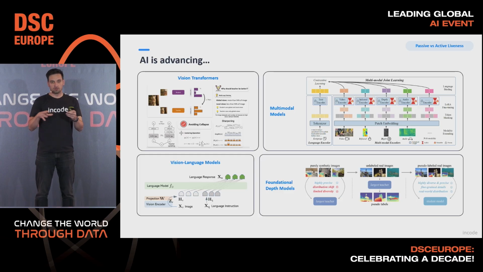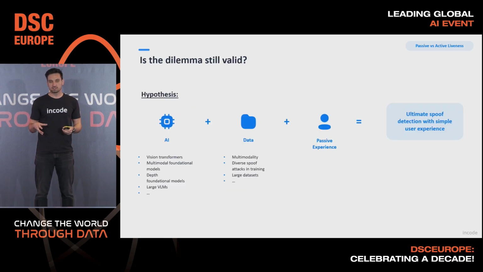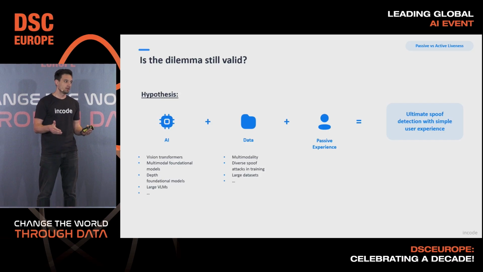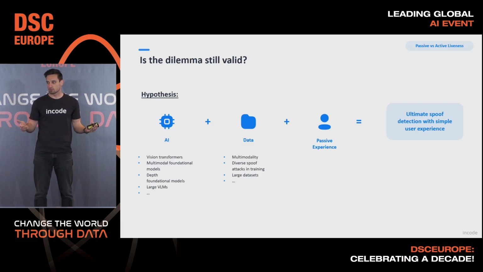So, given all these advancements in AI, is this dilemma between passive and active experience still valid? My hypothesis is that if we utilize the most advanced AI and really good data, by which I mean multiple inputs, video, and good training and test datasets with high variety and diversity, while keeping the passive experience, we can achieve ultimate spoof detection while keeping an easy, real-time user experience. That's the hypothesis, and I'm going to test it with 2 experiments that we will be discussing right now.